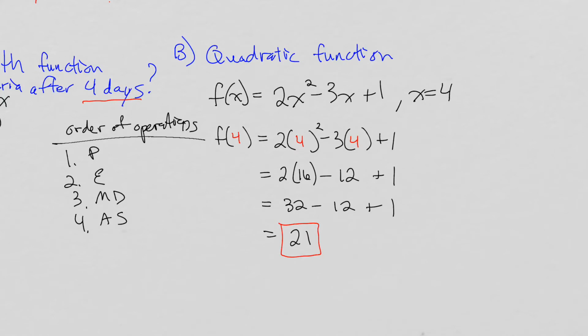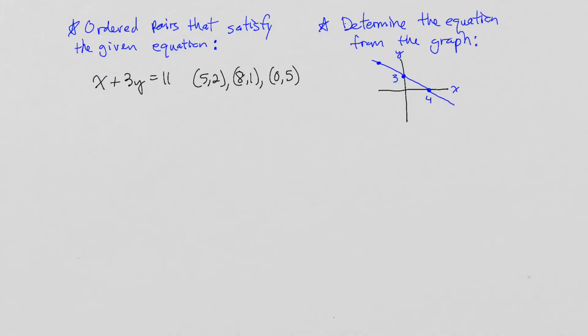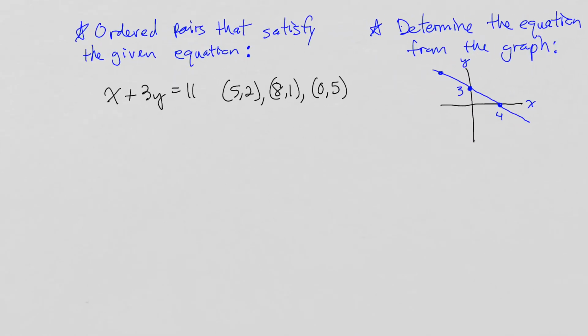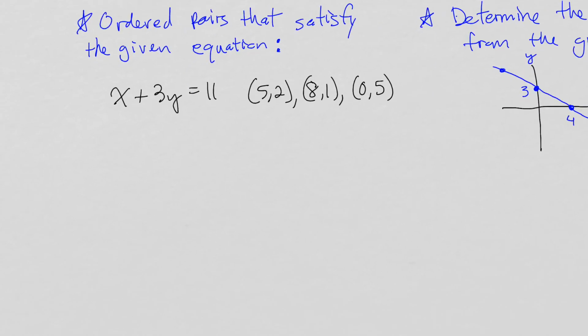So let's take a look at a few more problems from this module that students struggle with, and that is ordered pairs that satisfy the given equation. This is missed on the test a lot because it's multiple select. What we're going to do is test each of these ordered pairs for validity. We're going to see if they make true statements from this equation here.